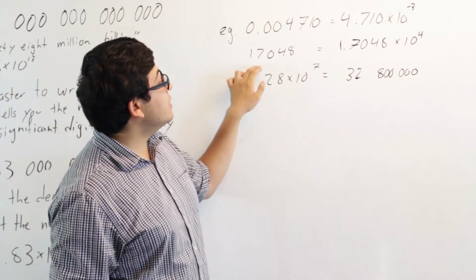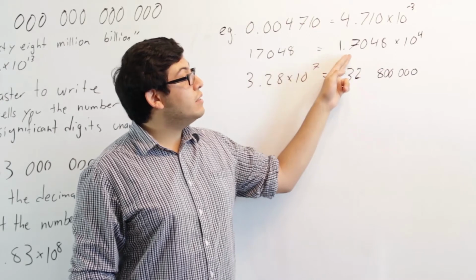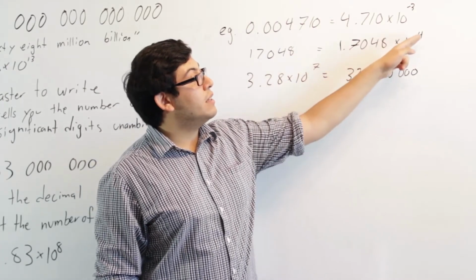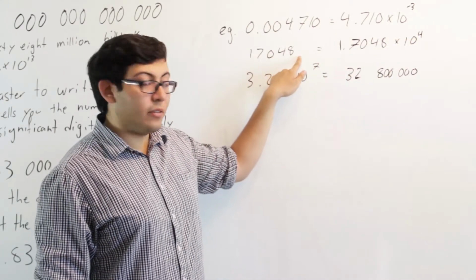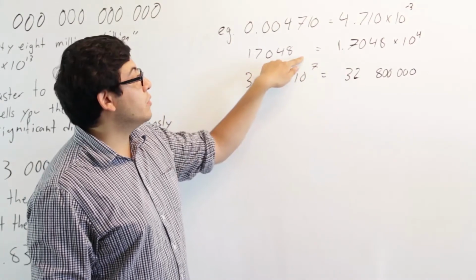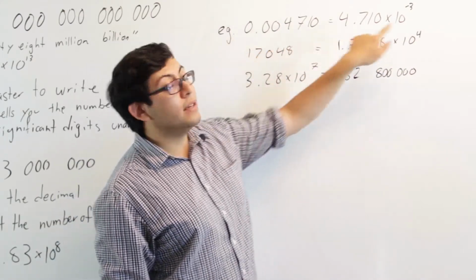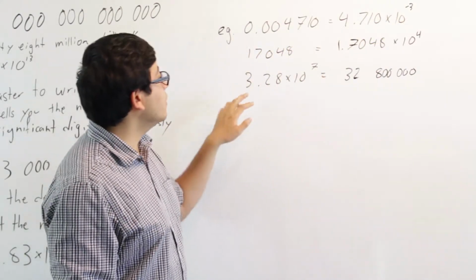So over here we have 17048, which we can just write as 1.7048 times 10 to the 4, because if the decimal is over here, we go 1, 2, 3, 4. And because we're going to the left, it's a positive number, whereas up here, when we were going to the right, it's a negative number in the exponent.